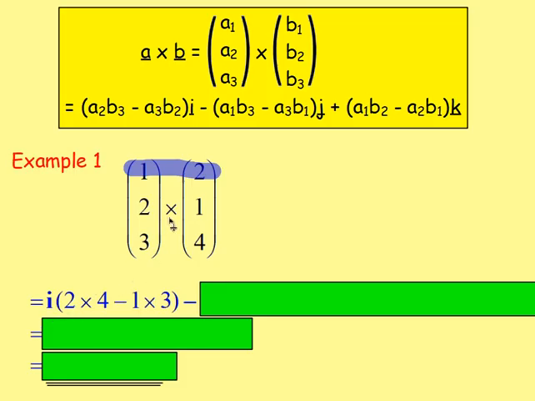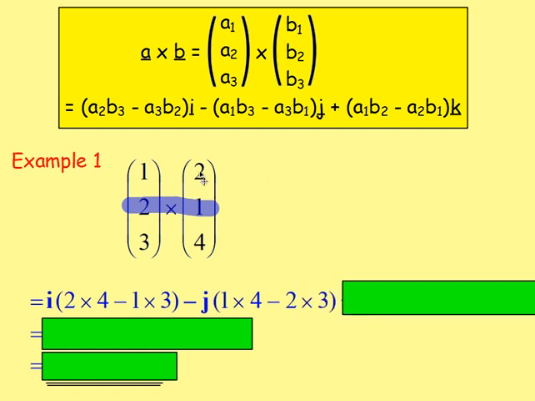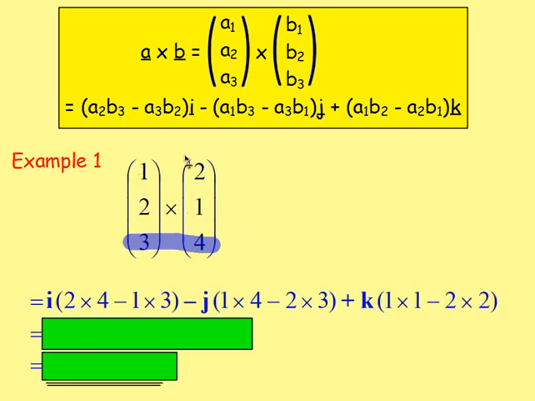We remember we're going to have a plus minus plus pattern, so we're then going to have a takeaway, and we do the same thing with the next row. So with the next row, we'd cover that up, and we're left with the 1, the 2, the 3, and the 4. So work out the determinant of that 2 by 2 matrix. So we'd have the 1 times the 4, and we're taking away the 2 times the 3, or the 3 times the 2. That will be the coefficient of J, and finally you would cover up your bottom row, and you would have again another 2 by 2 matrix visible.